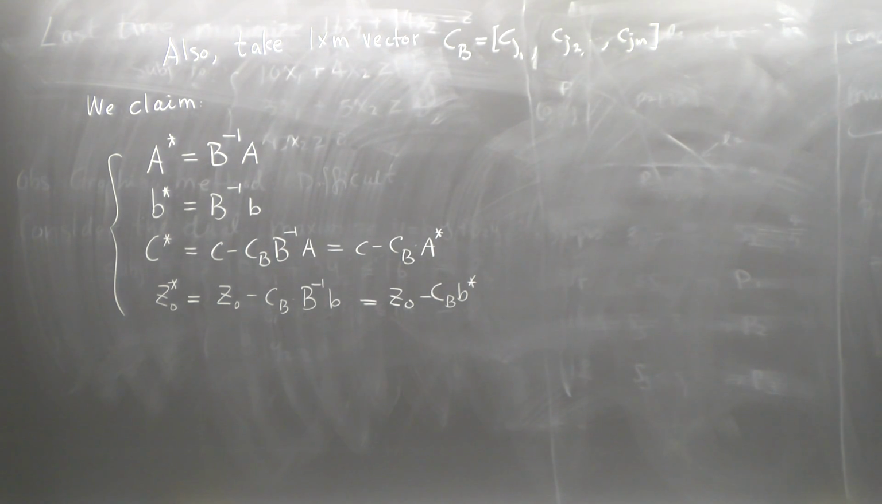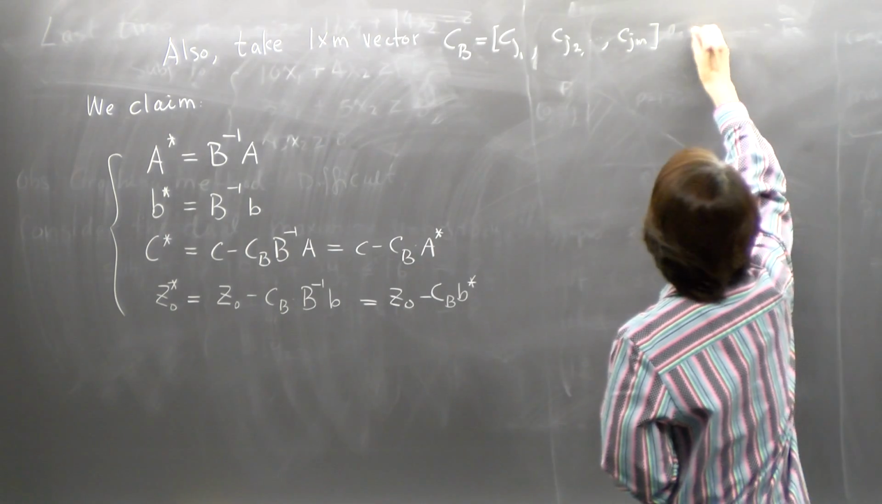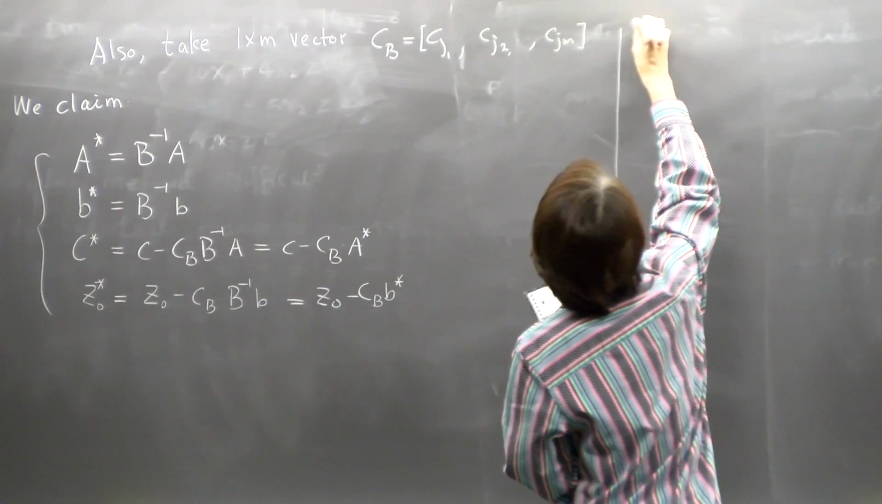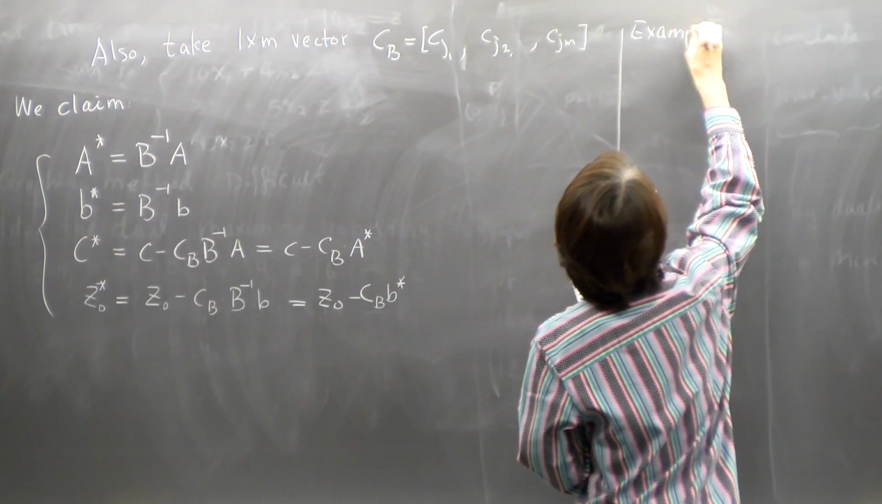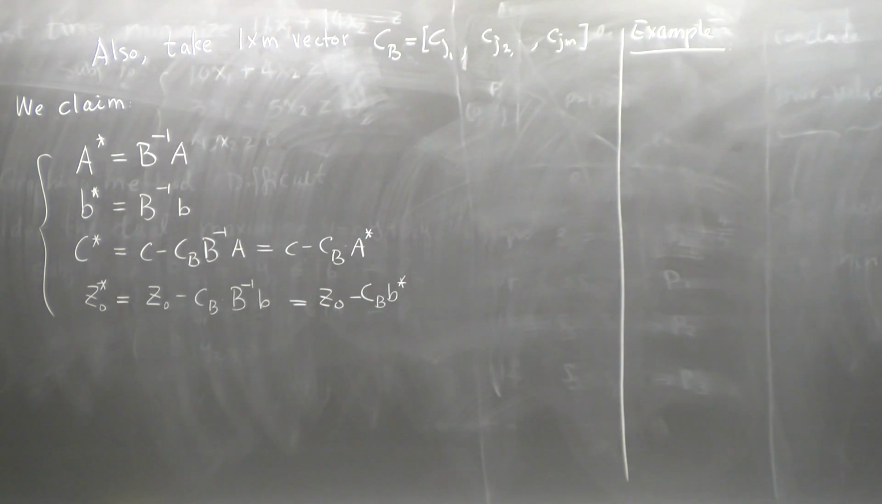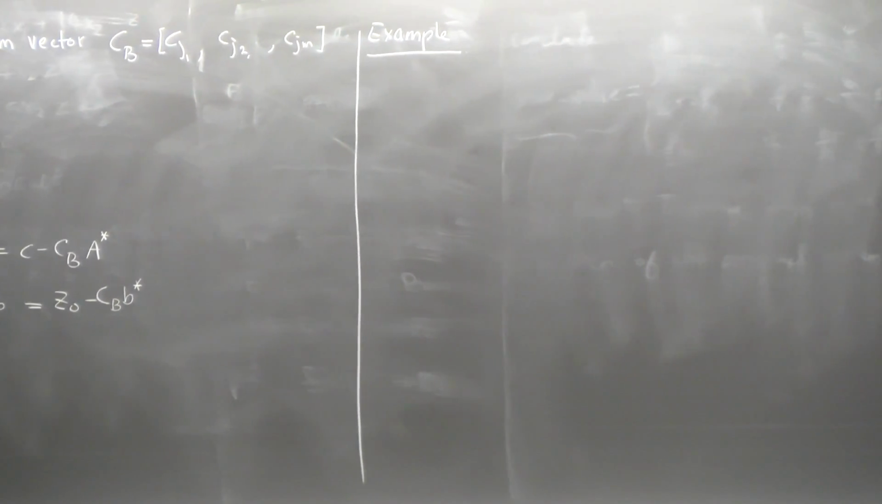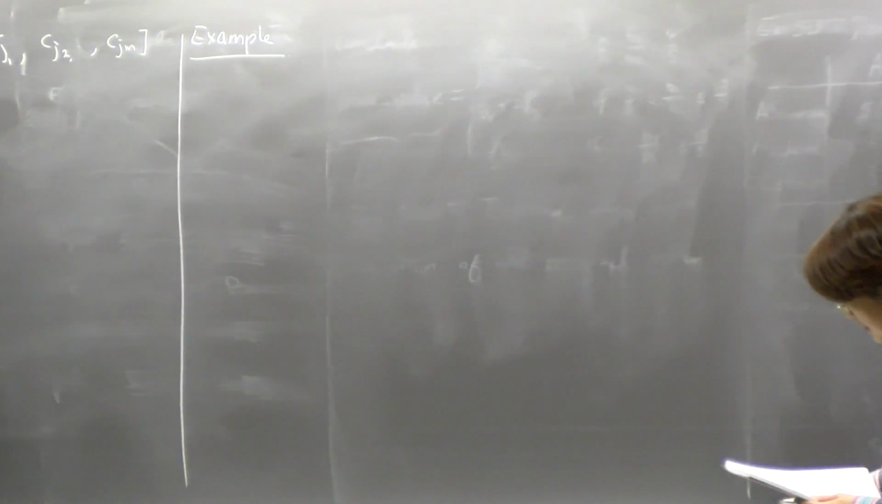I will give you an example, so you will see how you extract the B matrix and the vector CB and how all these things play out, with concrete numbers. So let's take an example before we jump into the proof. In this example, we will verify the claim, and then we'll have a general proof later.